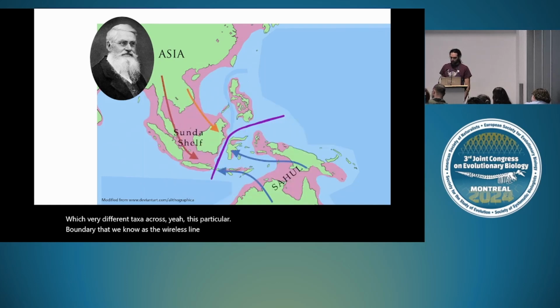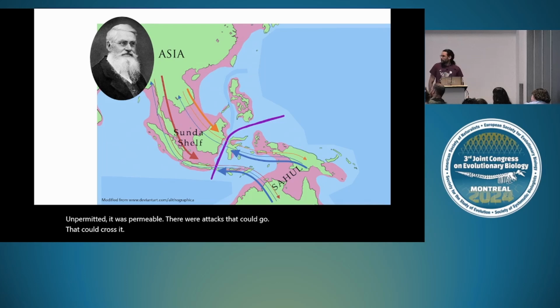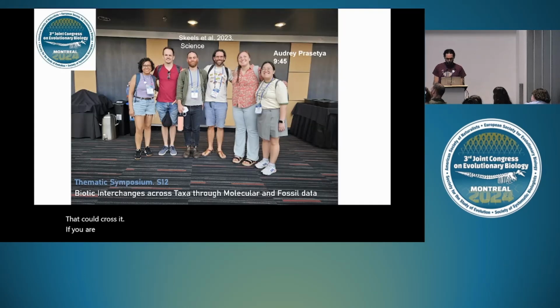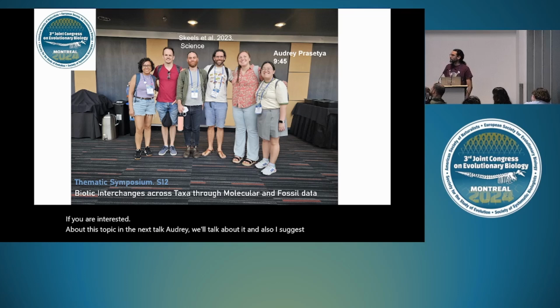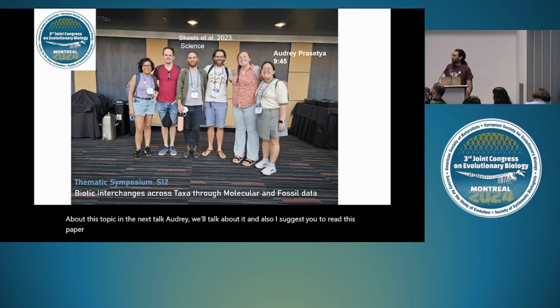And he realized that this barrier wasn't actually completely impermeable. It was permeable. There were taxa that could cross it. Well, if you are interested about this topic, in the next talk, Audrey will talk about it. And also, I suggest you read this paper that Alex Skills led last year that was published in Science.